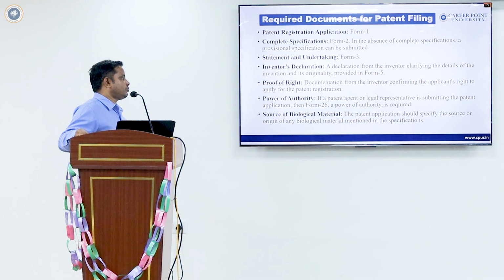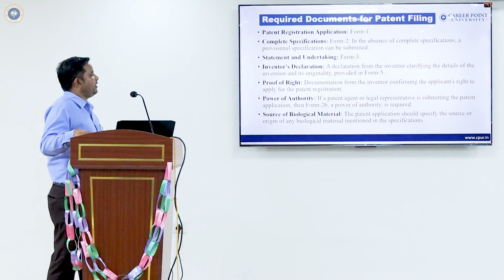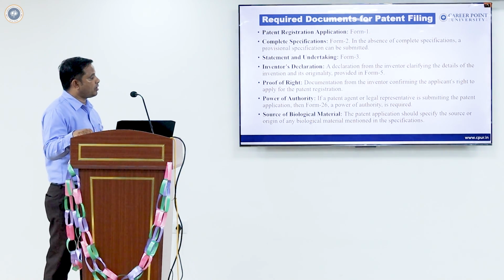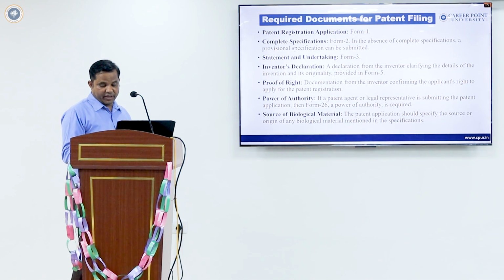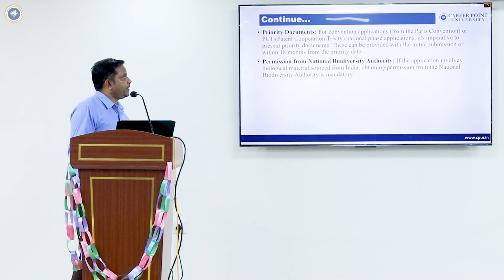Next one is the source of biological material. Then we can continue with the specific type of form where we can easily mention the source or origin of any biological material mentioned in the specification, under the guidelines of IP India.